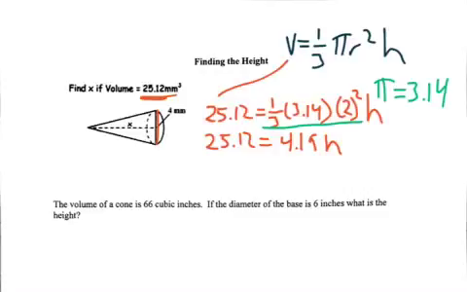Okay, I still have my h. Still got to do something with that. So now this looks like those simple algebraic problems that we just did a minute ago. To get h by itself, I've got to get rid of the 4.19. And to do that, I'm going to divide both sides by 4.19.